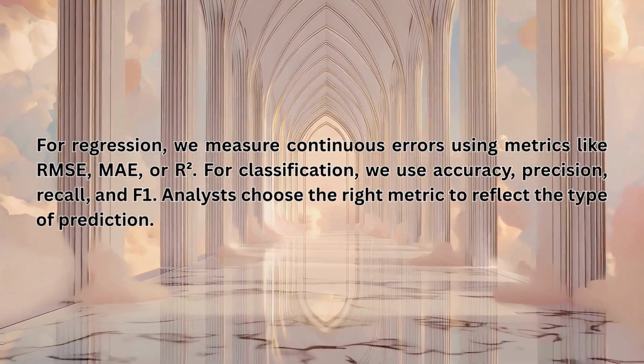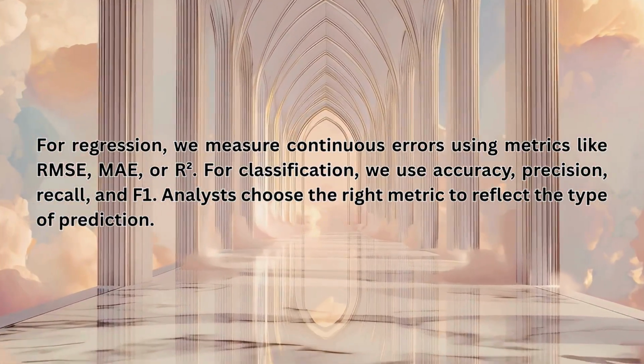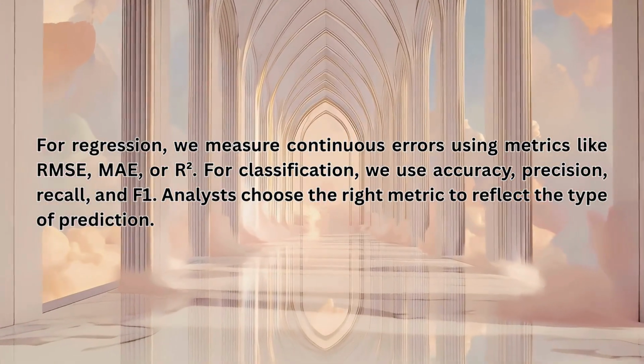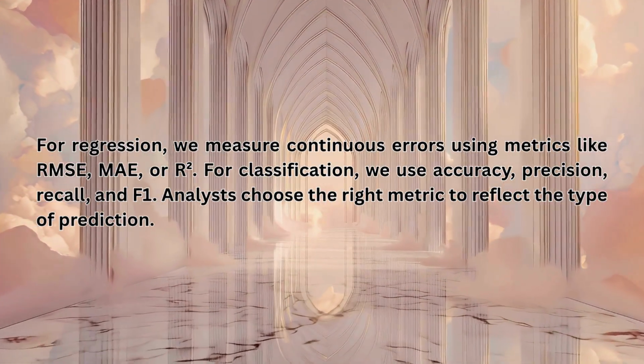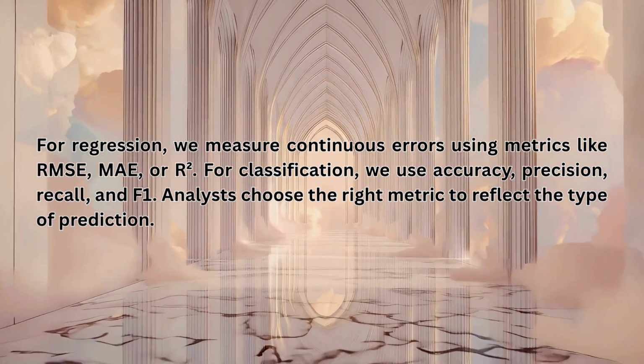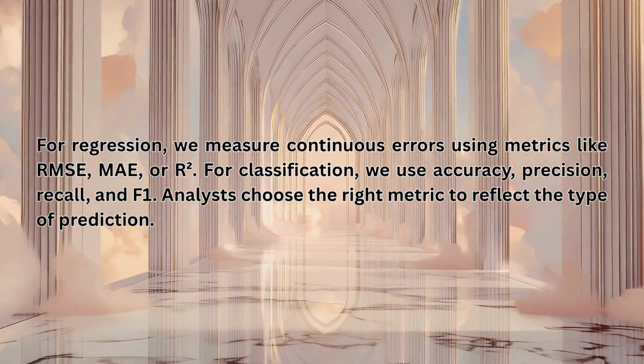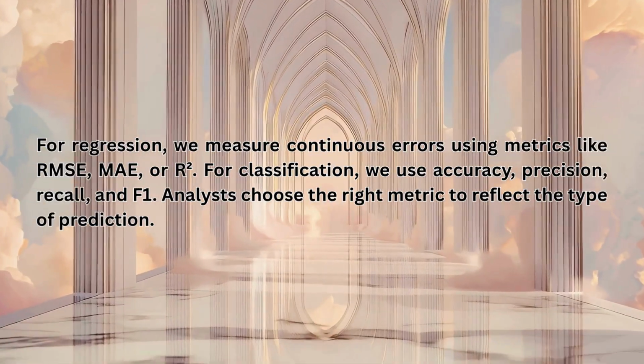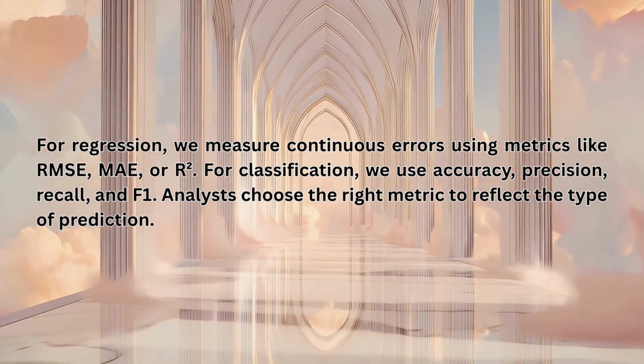How do you evaluate regression models differently from classification models? For regression, we measure continuous errors using metrics like RMSE, MAE, or R-squared. For classification, we use accuracy, precision, recall, and F1. Analysts choose the right metric to reflect the type of prediction.